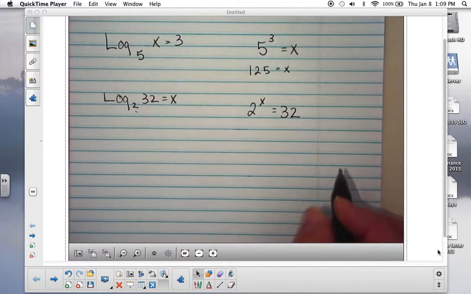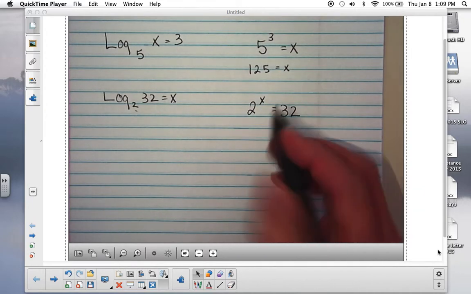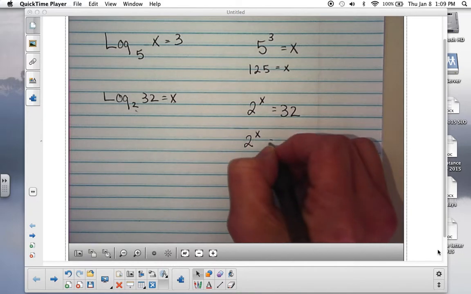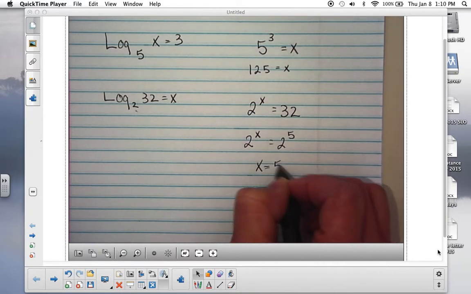And then you pause for a moment and say, oh, the x is up high? That's the one where I have to get common bases. 2 to the x equals 2 to the 5th. Drop out the 2's. My answer is x equals 5.